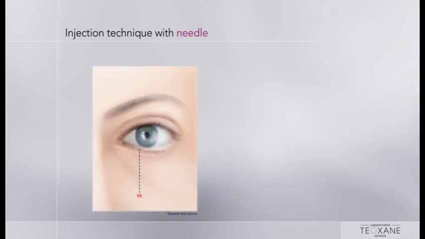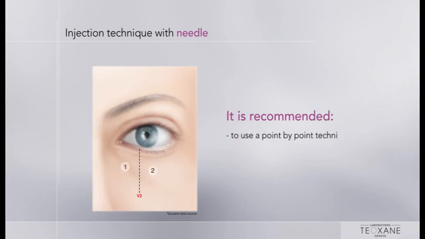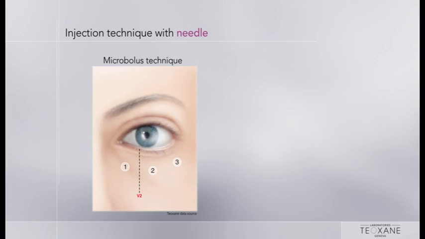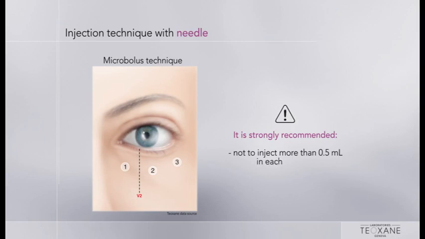Now, we will see how Redensity 2 injections are performed with needles. It is recommended to use a point-by-point technique and to inject a maximum quantity of 0.5 milliliters of product in each R circle. This technique is called microbolus. The injection must be slow, deep under the muscle, in the tooth, and in small quantities. It is strongly recommended not to inject more than 0.5 milliliters of Redensity 2 in each R circle.